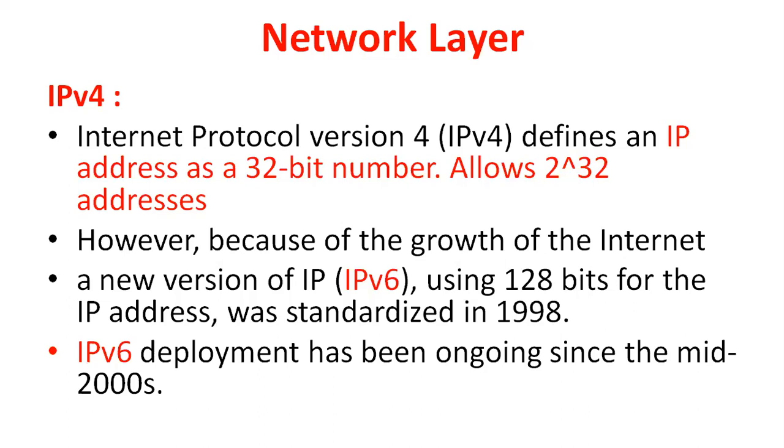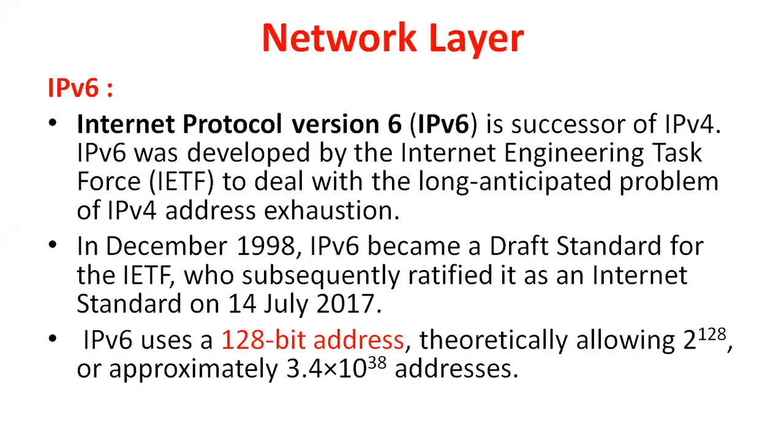That is called IP version 6. This IP version 6 uses 128 bits for IP addressing, which means 2 power 128 addresses. IP version 6 is a successor of IP version 4. It consists of 128 bits, that means 2 power 128 addresses.